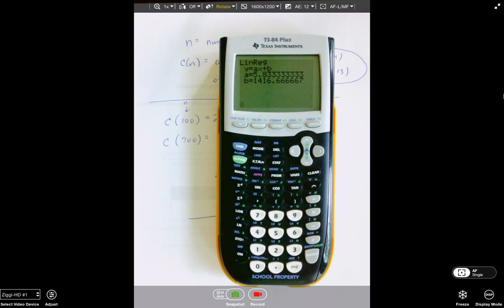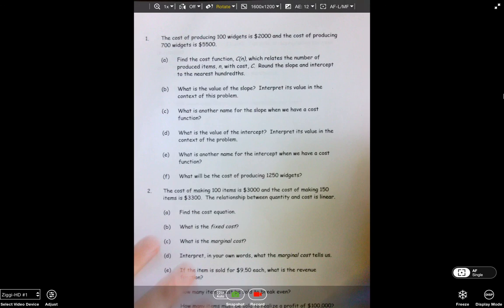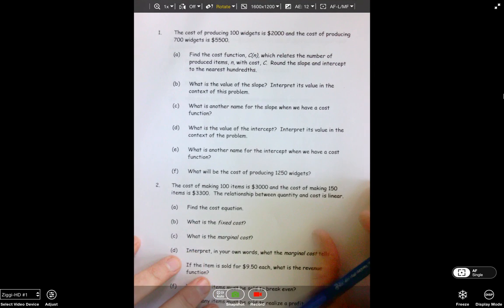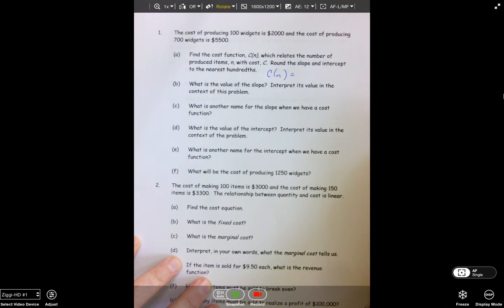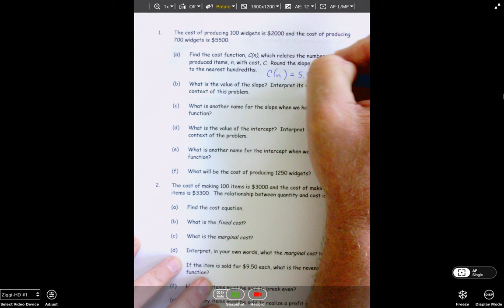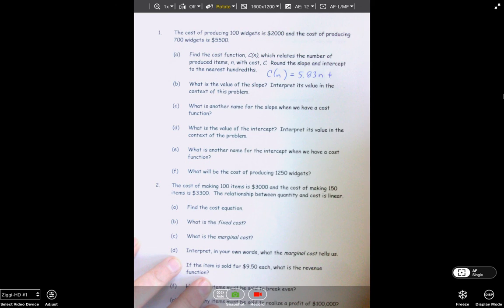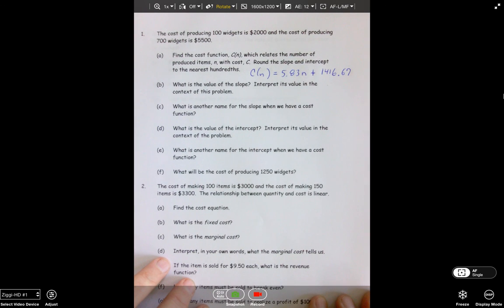Now, it says round the slope and intercept to the nearest hundredths. So what I'm going to do here is write my final answer. Here I'm going to have C of n equals my slope, 5.83 n, plus 1416.67. Hundredths means two places. So that's going to be the answer.